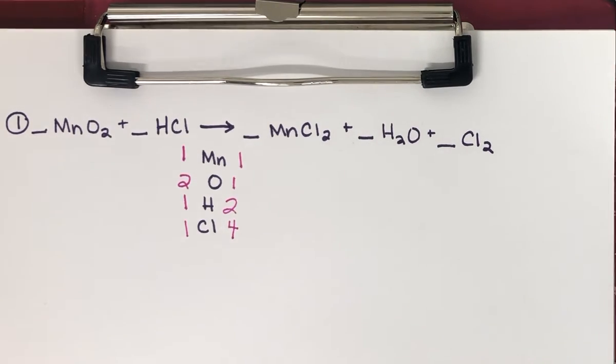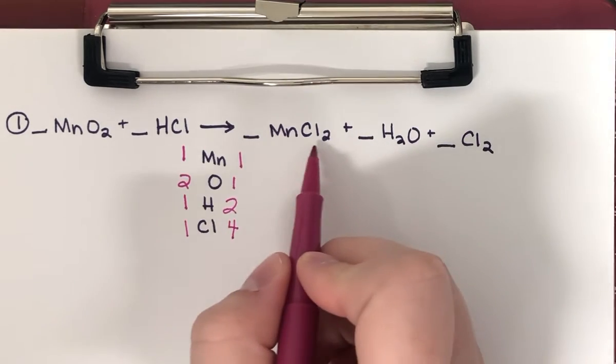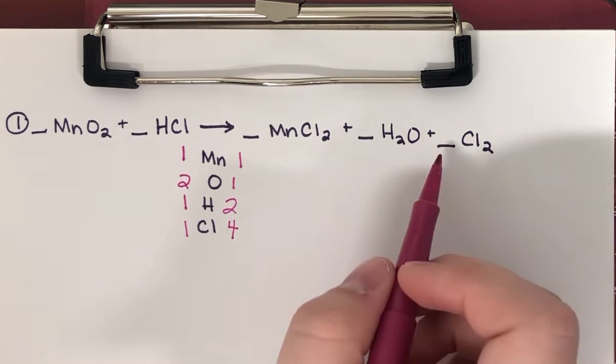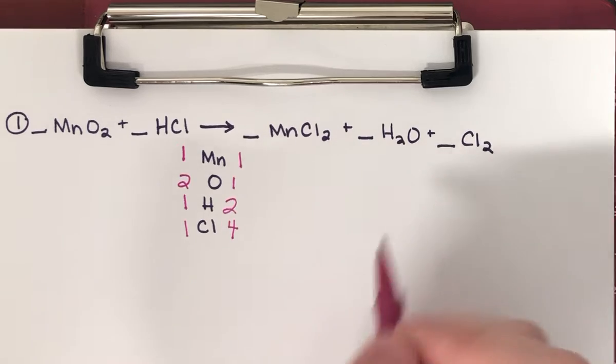Okay. The reason this is 4 is because I have 2 chlorine here and 2 chlorine here. So anytime things are separated by a plus sign, you add them together. So 2 plus 2 is 4.